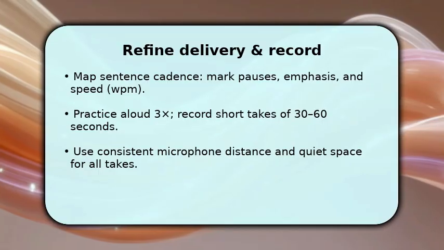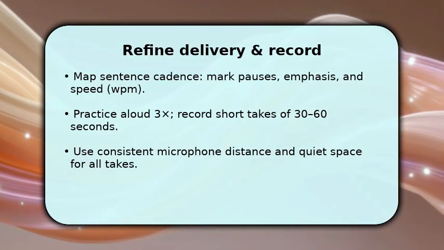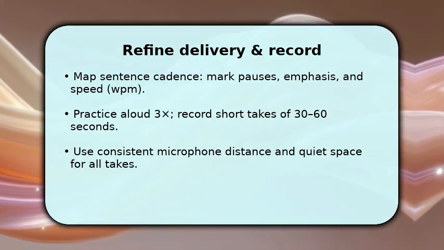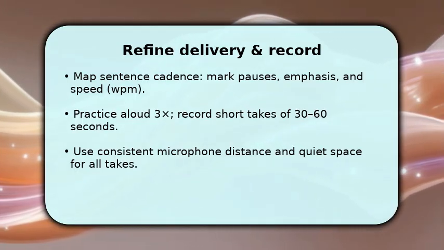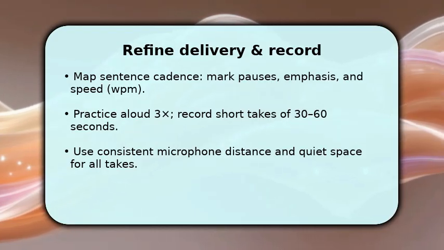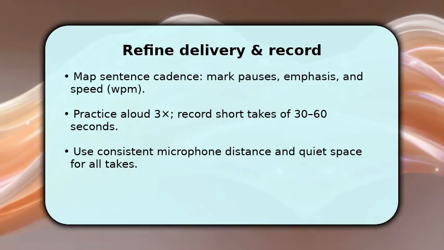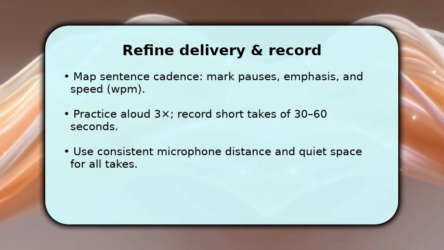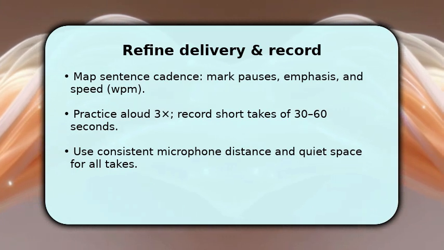Now you refine delivery and capture material that matches your plan. Practice each passage aloud, marking pauses and emphasis. This trains muscle memory and clarifies why certain words need breath or stress. Once comfortable, record short takes of 30 to 60 seconds so you can compare phrasing choices. Make sure microphone distance and room noise stay consistent, because matching ambience is how edits stay seamless. Afterward, review takes to identify the best lines for assembling a coherent, singular English narration.